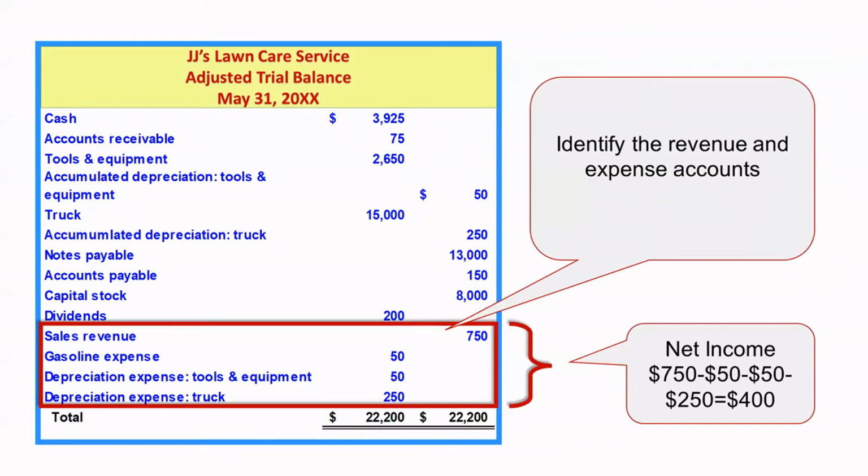First, we need to identify all revenue and expense accounts that go on the income statement. In our example, it is 1 revenue and 3 expense accounts. The difference between revenue and expenses is $400. This is our net income.